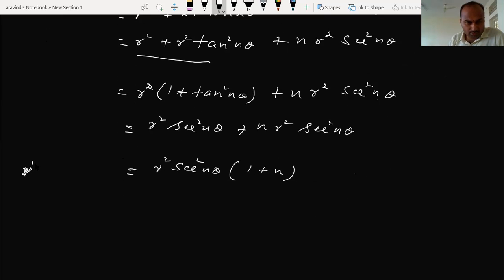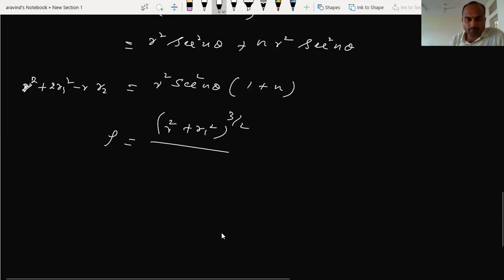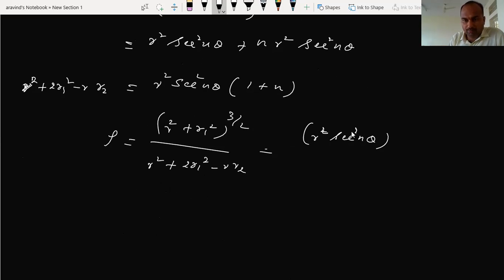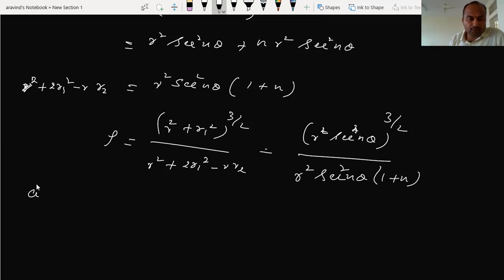What is the formula? Rho equals (r square plus r1 square) to the power of 3 by 2 divided by r square plus 2r1 square minus r into r2. So the numerator is (r square secant square n theta) to the power of 3 by 2. The denominator is r square secant square n theta into (1 plus n). Since the numerator has a square to the power of 3 by 2, the square and the 3 by 2 combine and you get a cube.